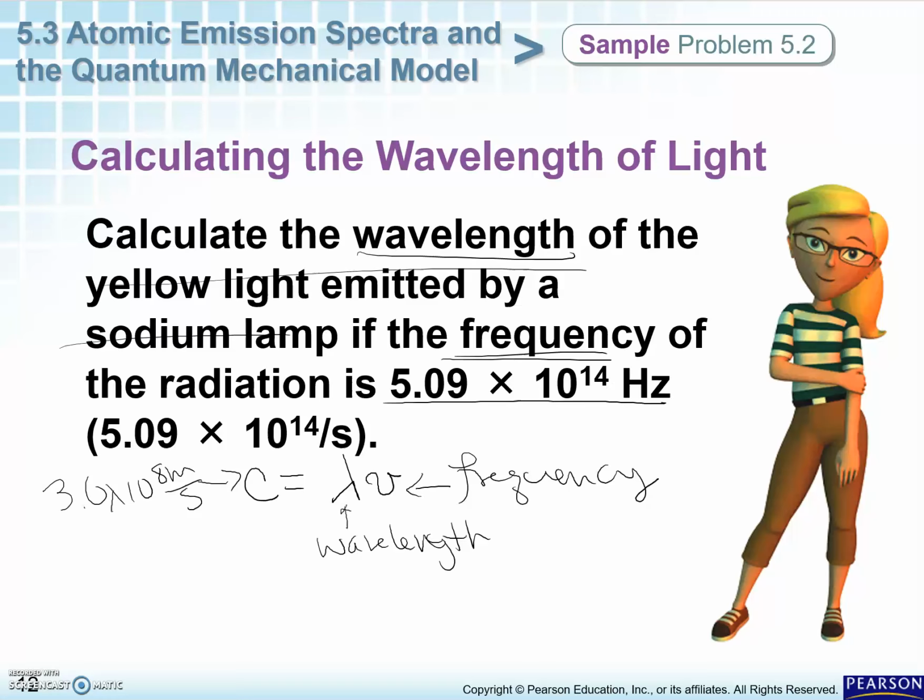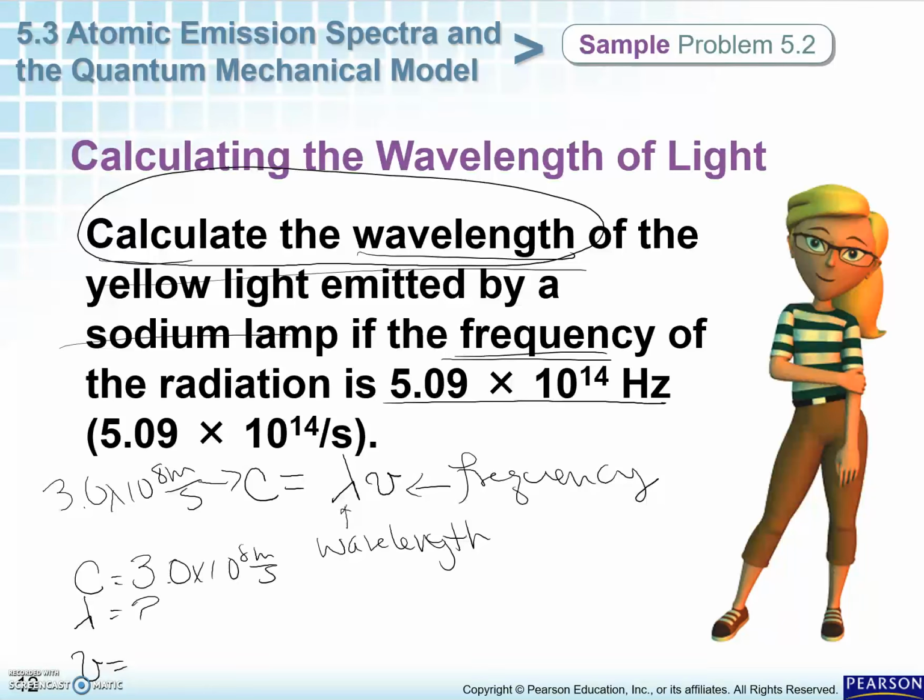So just like before, let's write out exactly what we know. c, lambda, and nu. c always equals 3.0 times 10 to the 8th meters per second. Lambda, hey, it says calculate the wavelength. That says that we do not know that number. And nu is 5.09 times 10 to the 14th hertz, or I like to write it as per second.